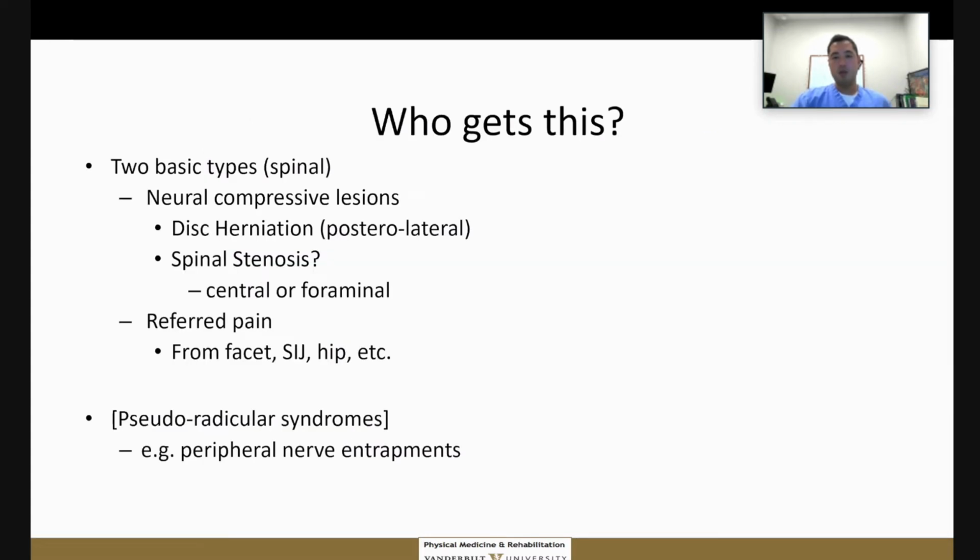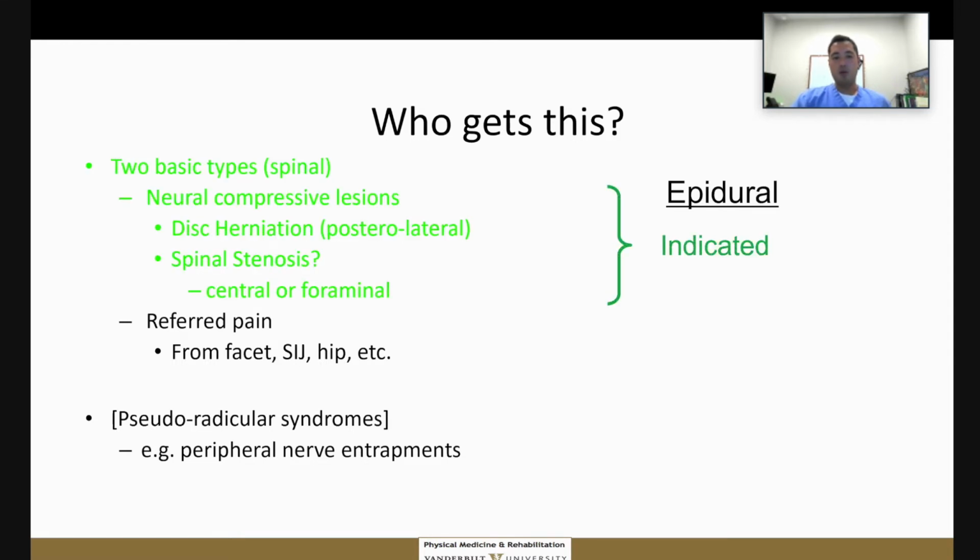So the bigger thing is who should maybe benefit from an epidural steroid injection. So patients who are going to benefit the most are those who have radicular pain or pain that radiates into the leg. And there's some evidence that demonstrates there's better outcomes with disc herniations causing radicular pain as opposed to spinal stenosis, whether that's central or foraminal. But patients who are going to get epidurals are those with radicular pain symptoms. Patients with predominantly just back pain or referred pain from other structures are not going to benefit from epidural steroid injections.